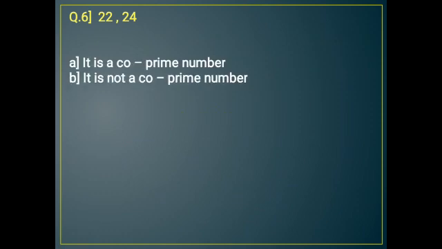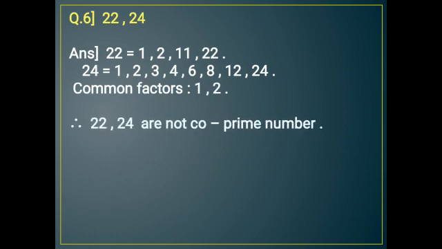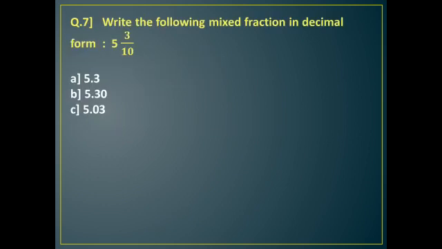Next, here we have to find whether they are co-prime numbers, 22 and 24. So it is a co-prime number, or it is not a co-prime number. So two options are there. Now we'll find. 22 factors are 1, 2, 11, 22. 24 factors are 1, 2, 3, 4, 6, 8, 12, 24. So common factors 1 and 2. Therefore 22 and 24 are not co-prime numbers. So the answer is option B, that they are not co-prime numbers.